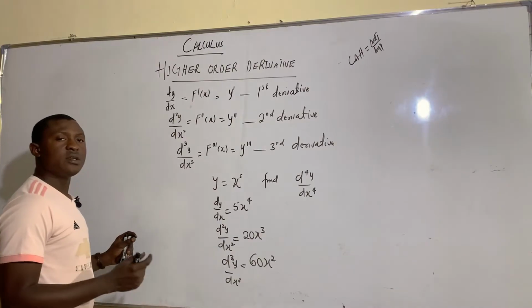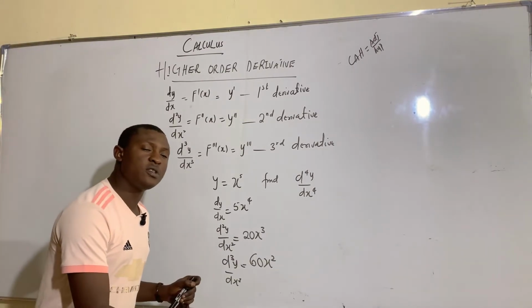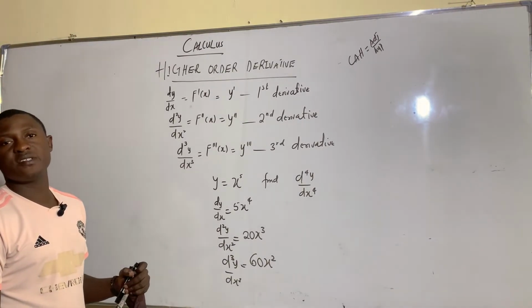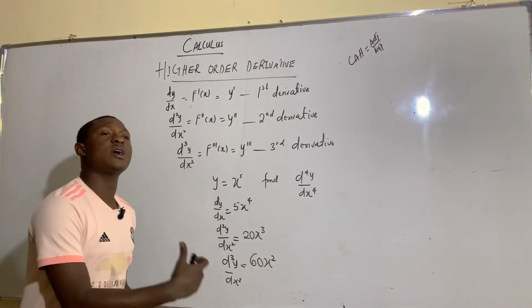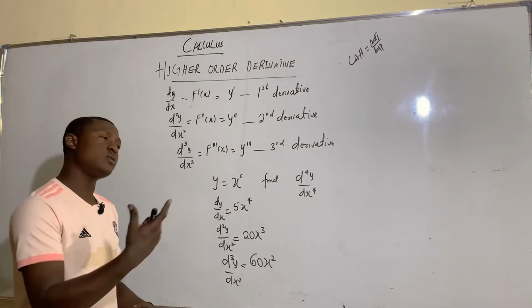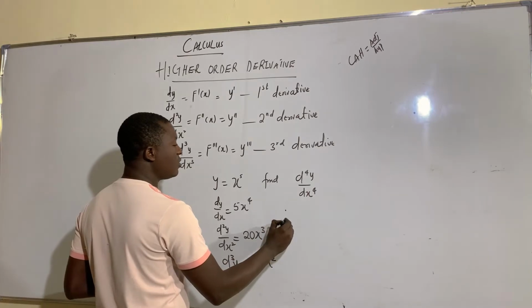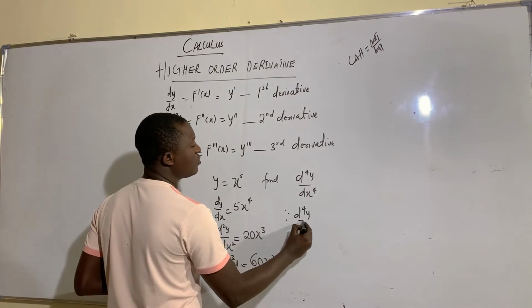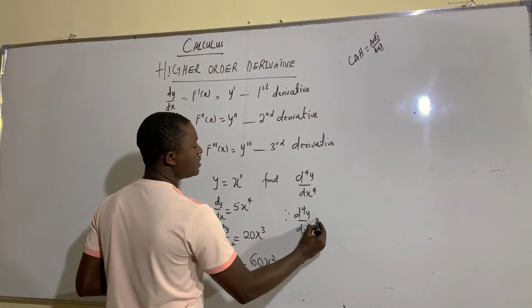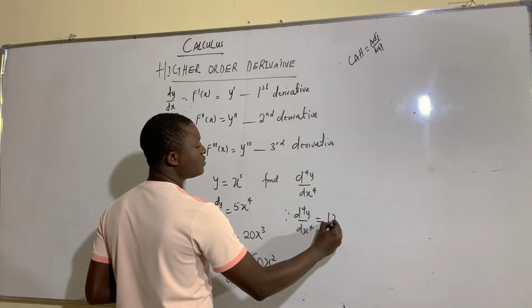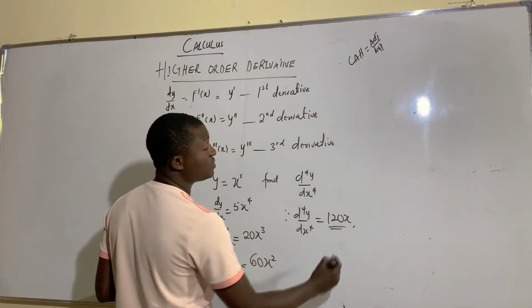You can see the logic is that without the first derivative, we cannot obtain the second derivative. Without the second derivative, we cannot obtain the third derivative. We are using one to get the other one. So now d⁴y/dx⁴ is equal to the differential of this. I'll just have 120x. You can see the way we do that.